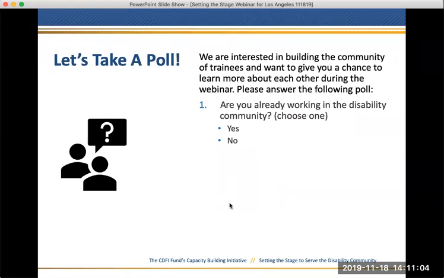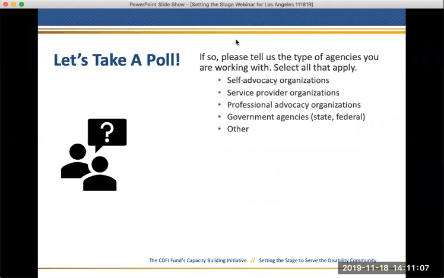Our next poll, for those of you who are working with the disability community, we'd like to know which types of organizations you're working with. Please participate in the next question by selecting all that apply. Your options are self-advocacy organizations, service provider organizations, professional advocacy organizations like universities or trade associations, government agencies, or other. If you select other, please insert in the chat box those specific organizations you work with that aren't listed here. And we'll take a look at the results.